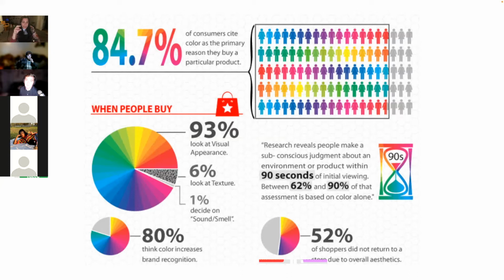93% look at visual appearance, 6% look at texture, 1% decide on sound and smell. So color is very important. It's just the first thing you see, it will grab your attention and you'll have a reaction to it. Research reveals people make a subconscious judgment about an environment or product within 90 seconds of initially viewing it. Between 62 and 90% of that assessment is based on color alone. That's because you're looking at it and you make a judgment, and then maybe you'll pick it up and feel it, or you'll smell it or hear it or actually work with the product.